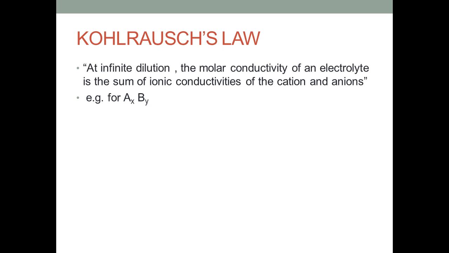Come to the next, I will give the example that there is an electrolyte A x B y. This x and y represent the stoichiometry. Suppose there is NaCl, then the value of x and y is 1. Lambda naught A represents the cation, and B represents the anionic form. So there is an expression for the limiting molar conductivity of the electrolyte. You can make this expression for different electrolytes.